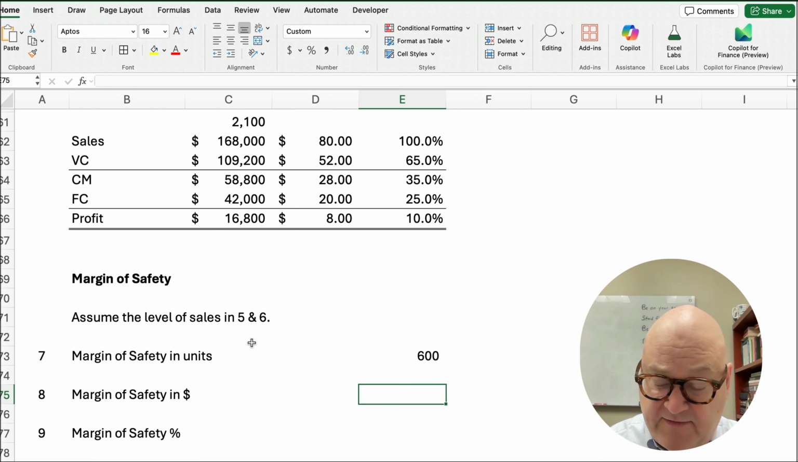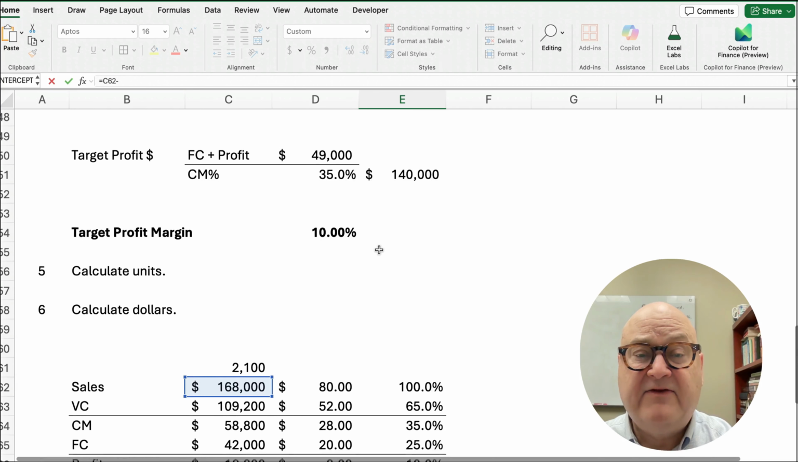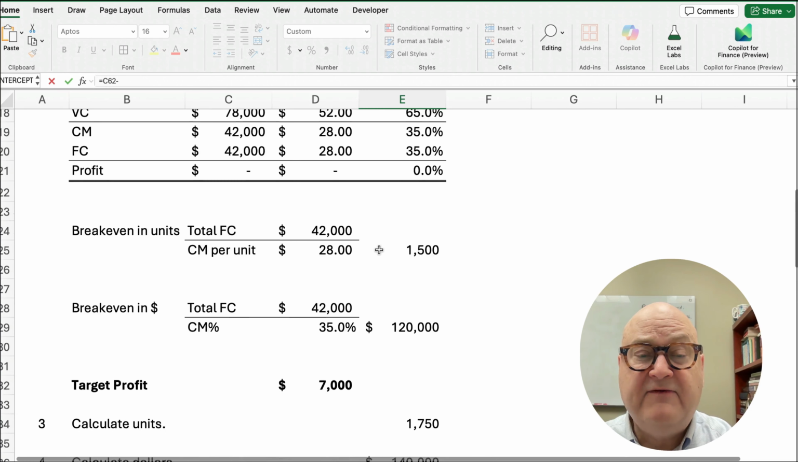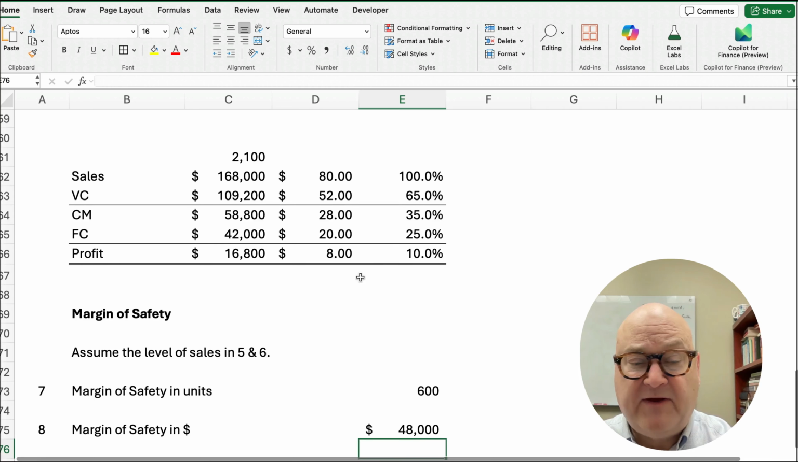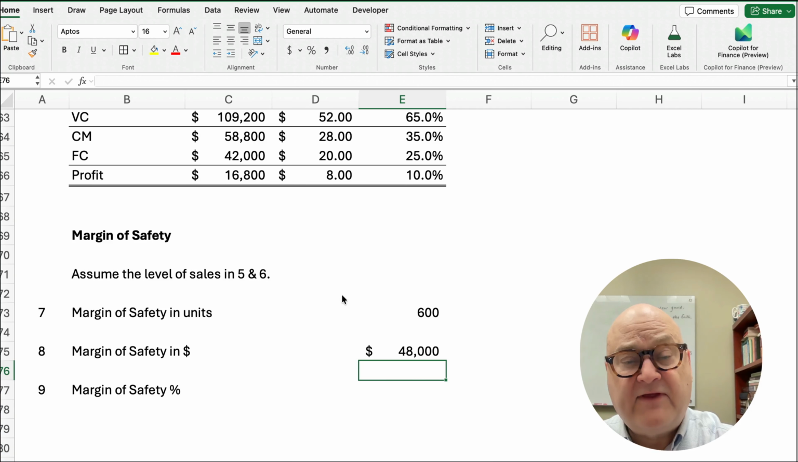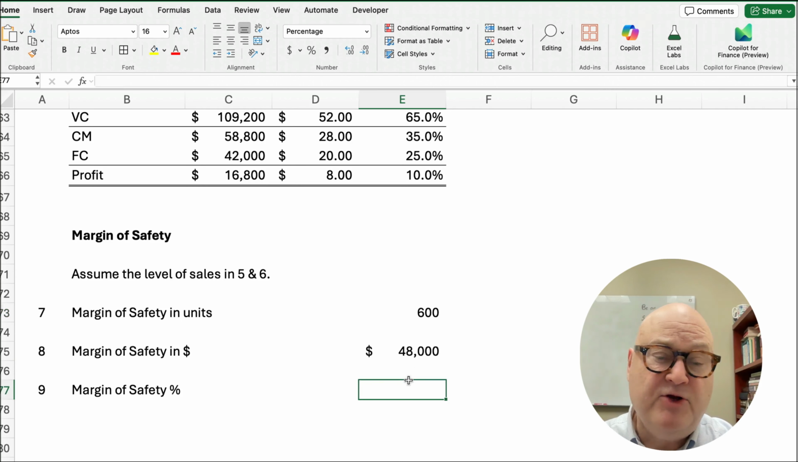All right, margin of safety in dollars, same thing. We're going to take 168 minus the sales in units, the break even. Remember, our break even in dollars is 120,000. So we have 48,000. Our sales could drop $48,000. You might want to think about it in units or in dollars. You can do percentages. Let's do percentages here. And it doesn't matter if you do it based on dollars or units.